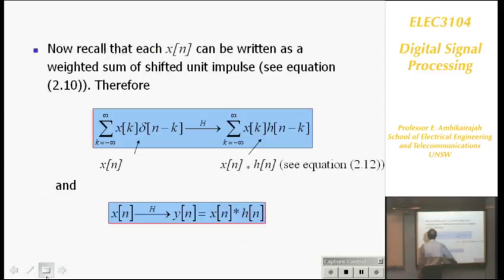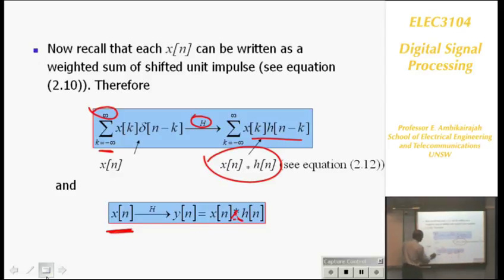Now recall that Xn can be written as a weighted sum of shifted impulses. If I sum them up from k equals minus infinity to plus infinity, passing through this, I will get the same thing here. This is similar to a convolution equation. We have learned that earlier. So what we are saying is that if you have Xn as an input to the system, the output will be the input convolved with the system's impulse response, which is Hn.